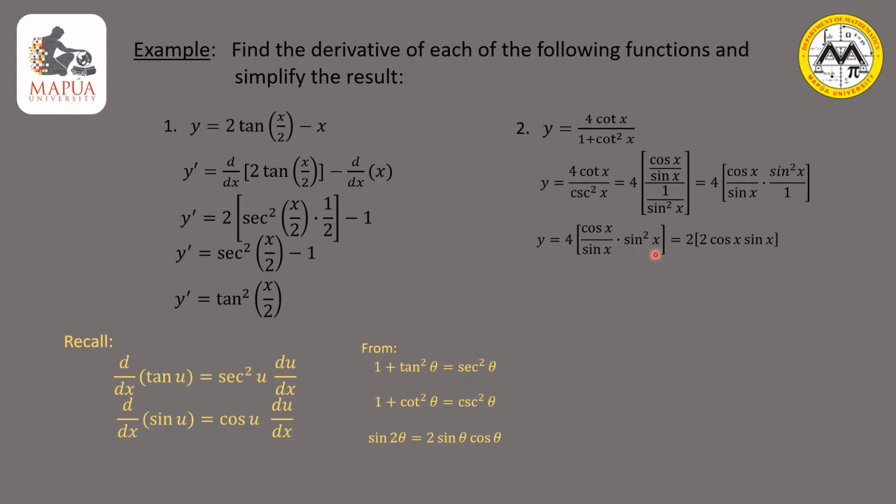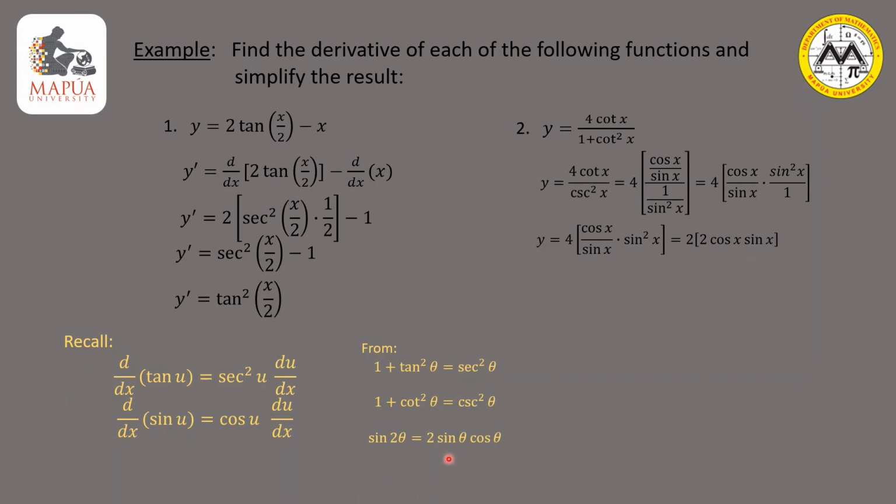Now, one factor of sine x will be dividing out with this, so that y is now equal to 4 times cosine x times sine of x. But 4 can be expressed as the product of 2 times 2. Okay, so that y is now written equal to 2 times 2 cosine x sine of x.